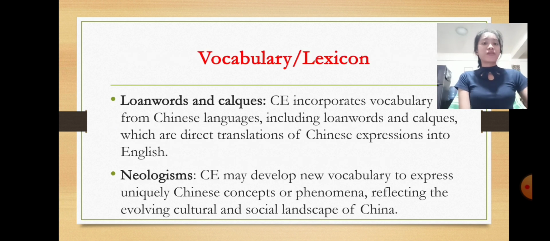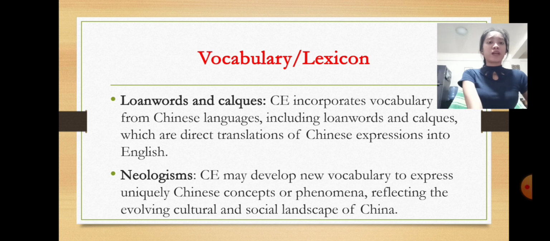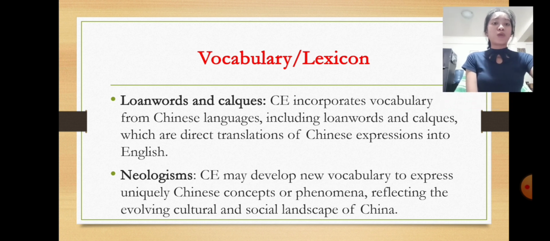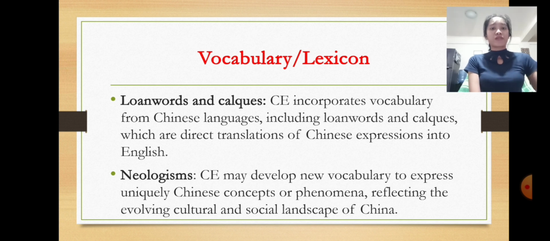Next is vocabulary or lexicon. Loan words and calques. Chinese English incorporates vocabulary from Chinese languages, including loan words and calques, which are direct translations of Chinese expressions into English. They translate their words word by word, or they borrow their own language to add into Chinese English.